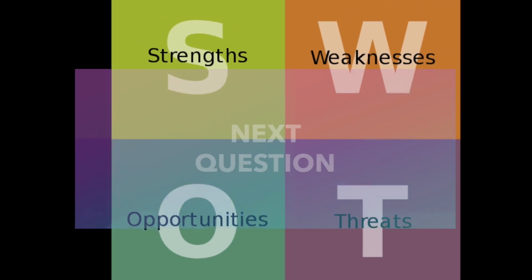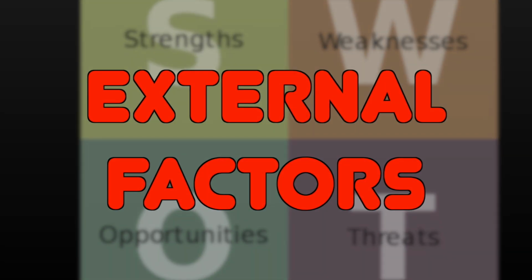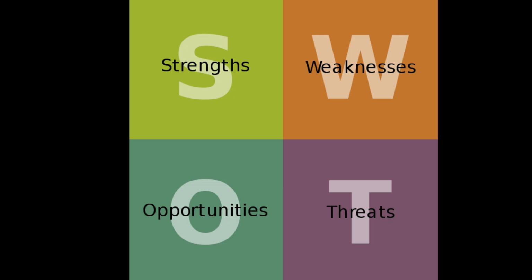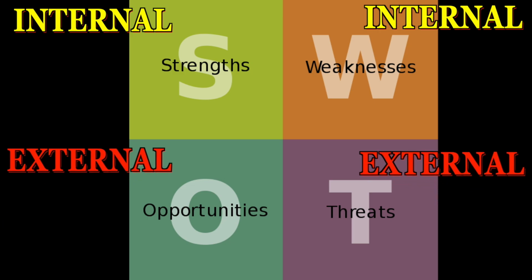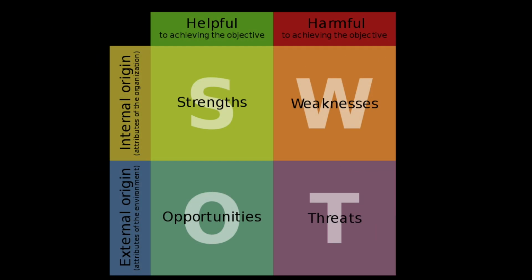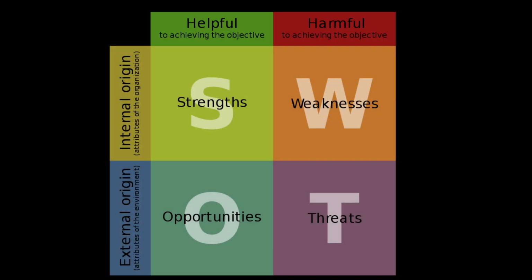Now, next question. Which of these four are internal and which ones are external factors for an organization or project? If you answered strengths and weaknesses as internal factors and opportunities and threats as external factors, that's the correct answer. Well done for your hard work, because now we have a full picture of our SWOT analysis tool. We have the strengths, weaknesses, opportunities, and threats, but we also have the internal and external labels as well as helpful and harmful labels.